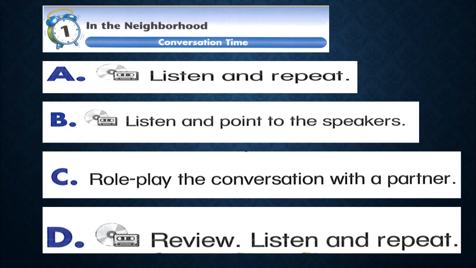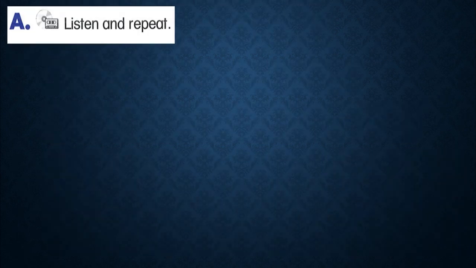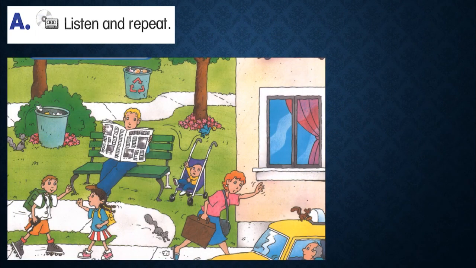Okay, now start section A together. A. Listen and repeat. And here is a picture to talk about the conversation. First of all, I want you to tell me about the people in the picture. I'll give you 1 minute to tell me about the people.